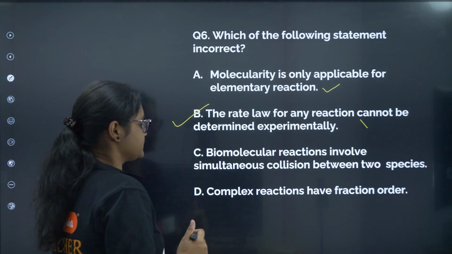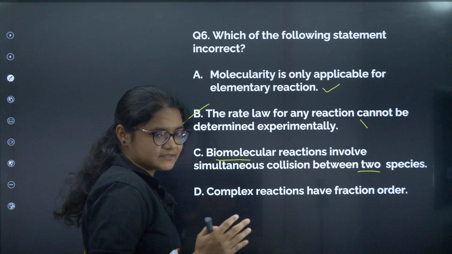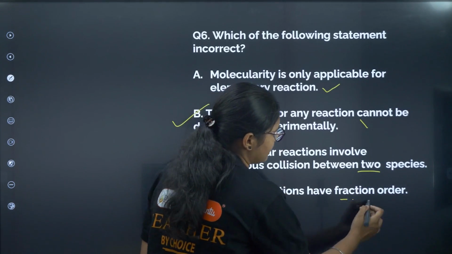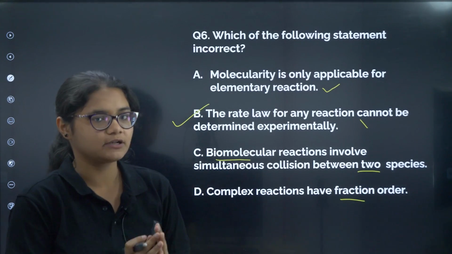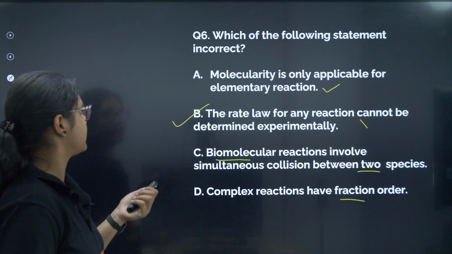Let us check the other options. Bimolecular reactions involve simultaneous collision between two species. That we know. Bimolecular means it will include two species. Complex reactions can have fractional order. It is also correct because it has many steps. We can get fractional order for complex reactions. So that is why statement B is the incorrect one.